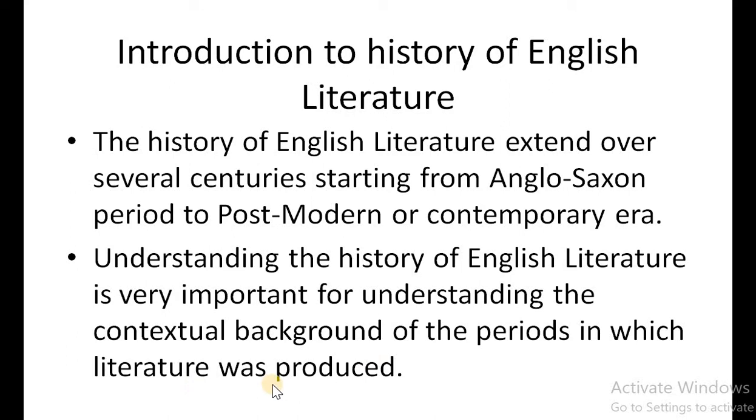What do we mean by contextual background? Contextual background is the background of the social, political, and economic happenings of that time. What social settings or social religious customs the people used to have, what the political system was, whether it was kingship or democracy, and how it impacted the literature, what kind of thoughts poets and novelists had related to the political system of that time.